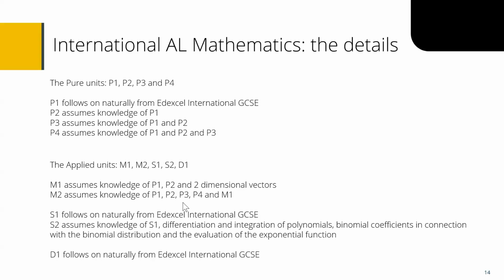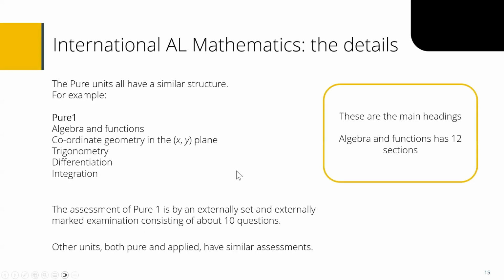Now, if I look at the pure units, pure 1, for example, those are the topics that we cover. The assessment of Pure 1 is by an externally set and externally marked examination consisting of about 10 questions. Other units, both pure and applied, have similar assessments. Those are the main headings. Algebra and functions, though, has 12 sections.